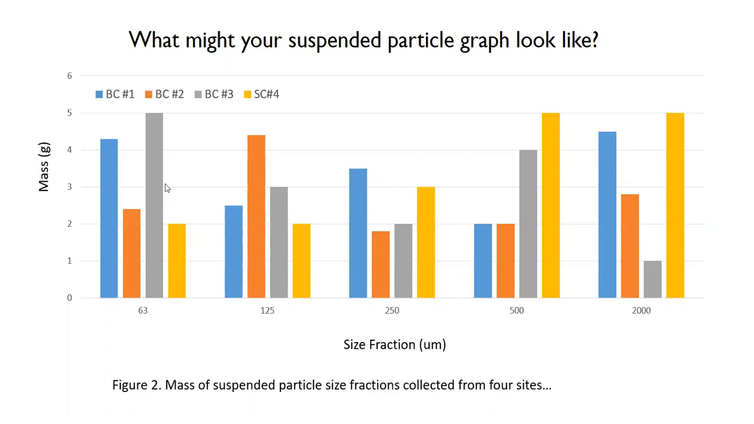But when you set it up this way, it allows you to very easily say, okay, we've got 3 samples from Beecher Creek and 1 from Sweeten Creek. How does the amount of the smallest size fraction compare? How does the amount of the largest size fraction compare? And I didn't ask you to do any statistics on the sediment. Just make this graph, look at it, and try to tell the story from it.